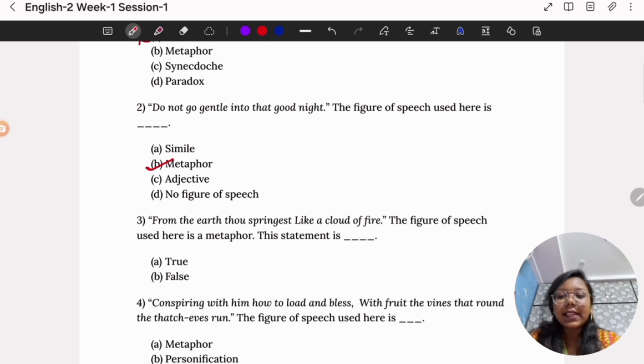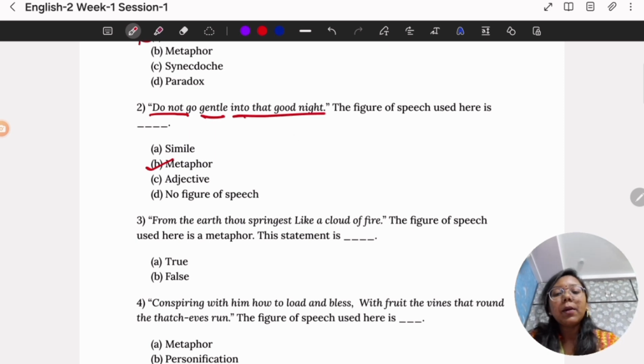This is a line from literature, from a poem actually. This poem is all about death, that death is inevitable. Every one of us knows that. The poet wants to tell that everyone will die some day or other, but that doesn't mean we'll give up on it so easily. So that's what he's saying here. Do not go gentle into that good night.